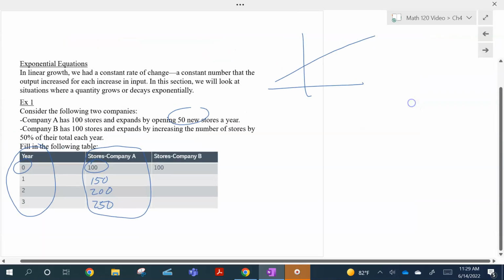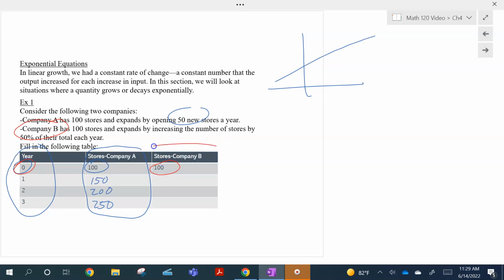Company B, on the other hand, has 100 stores in year zero. So here's Company B data, right? And they increase their number by 50%. So it's a percent increase. So they start out with 100, and then 50% more of 100, they'll have 150.